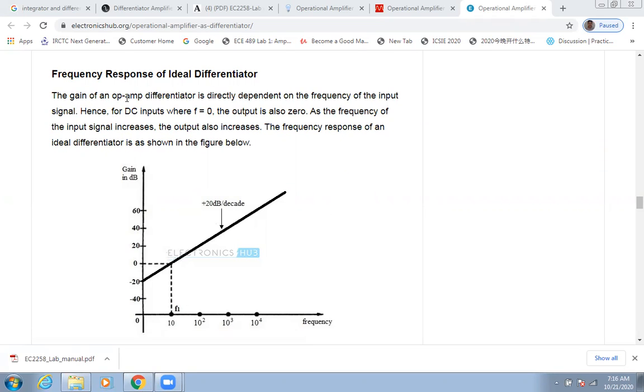The gain of an operational amplifier differentiator is directly dependent on the frequency of the input signal. Hence, for DC input, where f is equal to 0, the output is also 0. As the frequency of the input signal increases, the output also increases. The frequency response of an ideal differentiator is as shown in this figure.